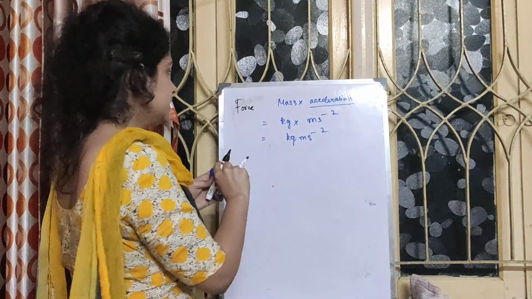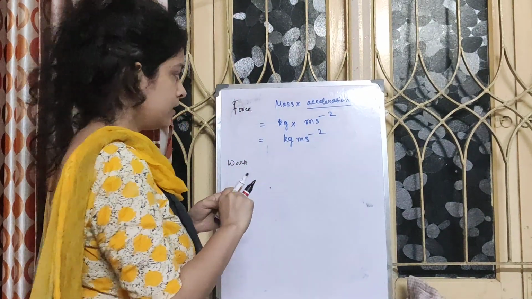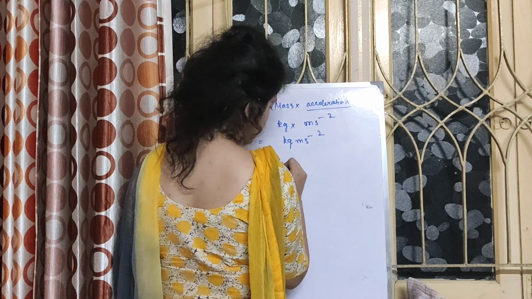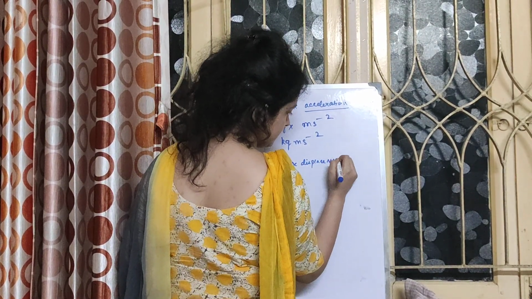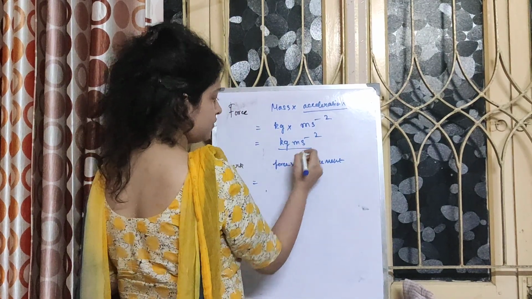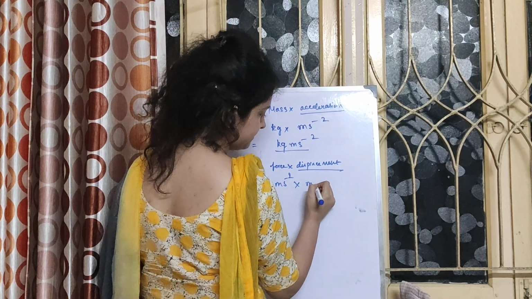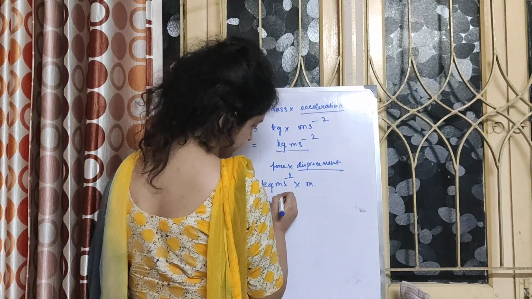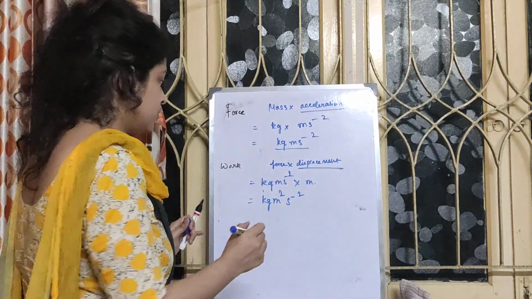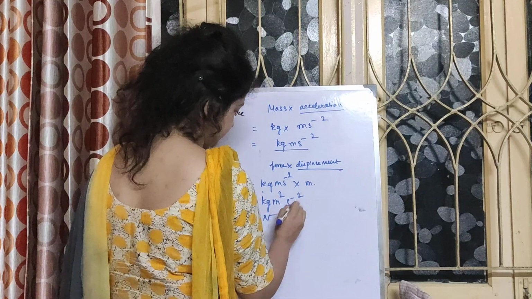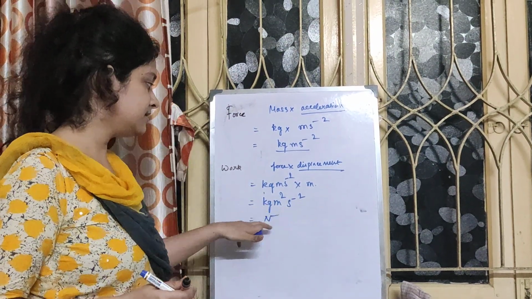Mass, it's kg. Acceleration, just now we have seen it is meter per second square. Can you tell me what will be the unit for work? Work you have learned in class 8. Force into displacement. Force, just now you have got, kg meter per second square. We can also call this Newton. This also can be written as Newton.